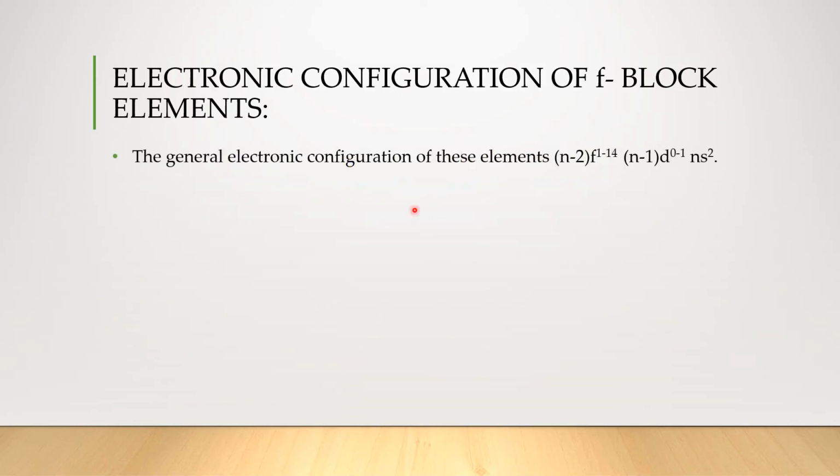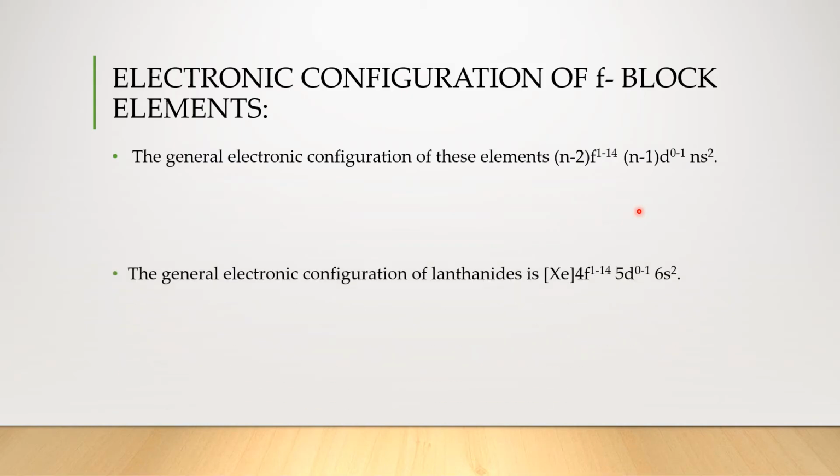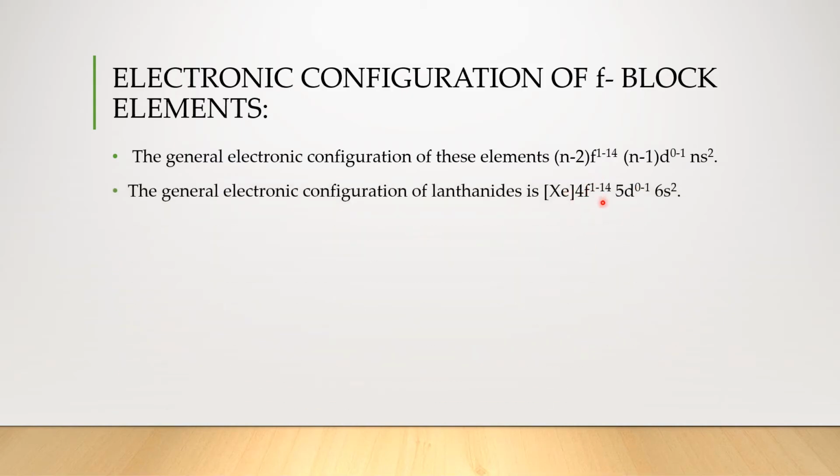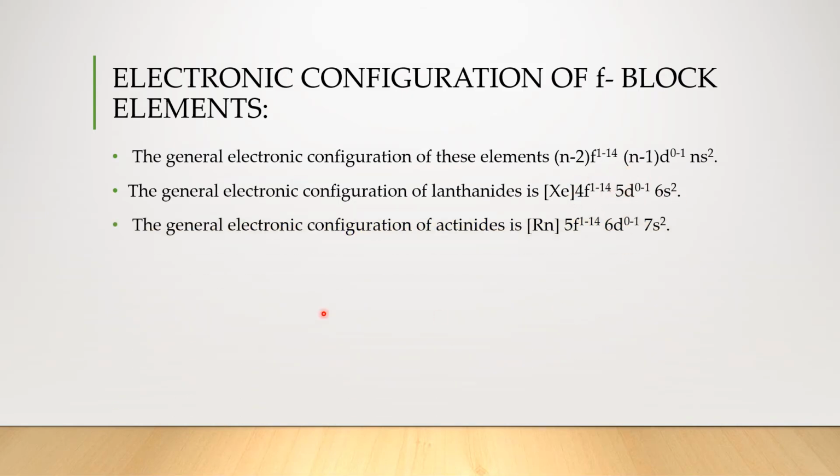And now we are going to see the electronic configuration of F block elements. Okay, first we are going to see the general electronic configuration. This is the general electronic configuration, that is (n-2)f1 to 14, (n-1)d0 to 1 and ns2. Okay, and now we are going to see the general electronic configuration for lanthanides, that is xenon 4f1 to 14, 5d0 to 1 and 6s2. And then the general electronic configuration for actinides, it's radon 5f1 to 14, 6d0 to 1, 7s2. Okay, and let's see them in detail, for lanthanides and actinides.